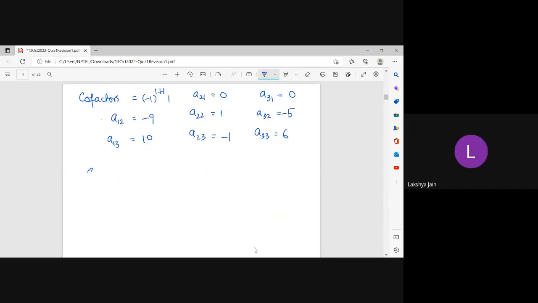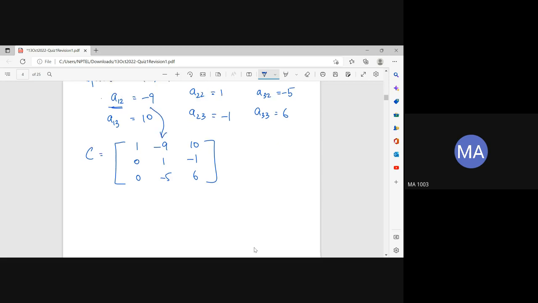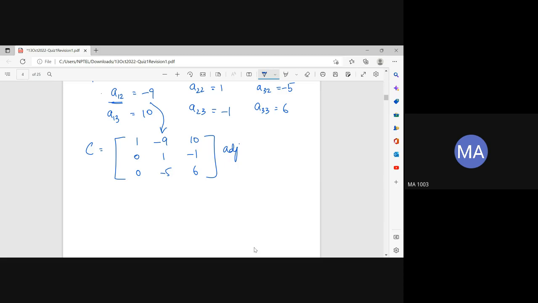So the cofactor matrix is 1, minus 9, 10, 0, 1, minus 1, 0, minus 5, 6. Here I have written it column wise. I should have written it row wise, but I wrote it column wise. A12 will come here. So this is the cofactor matrix.